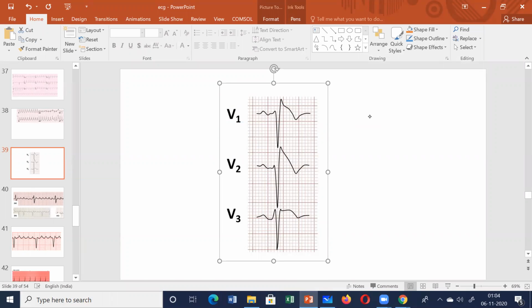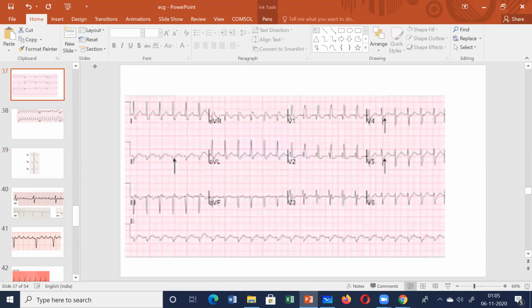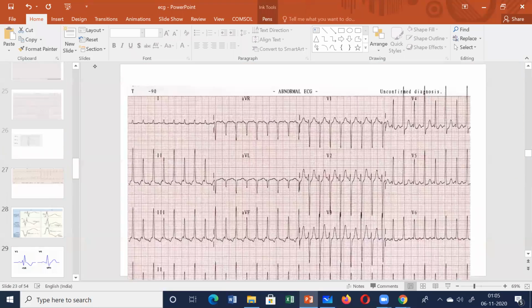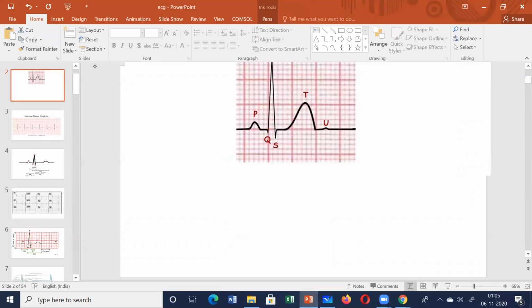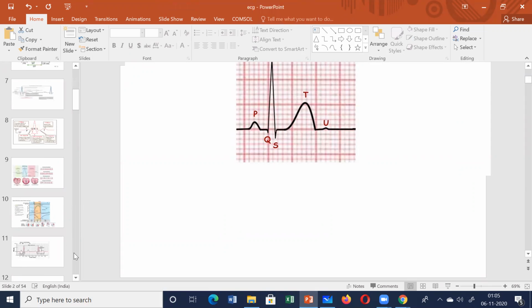So look at this ECG. Can you see this ST segment? There is an elevation of the ST segment. If you remember from a normal ECG, I'll show you a normal ECG. Look at the normal ST segment here. Yes, this is a normal ST segment. And the one I showed you was the elevated ST segment.